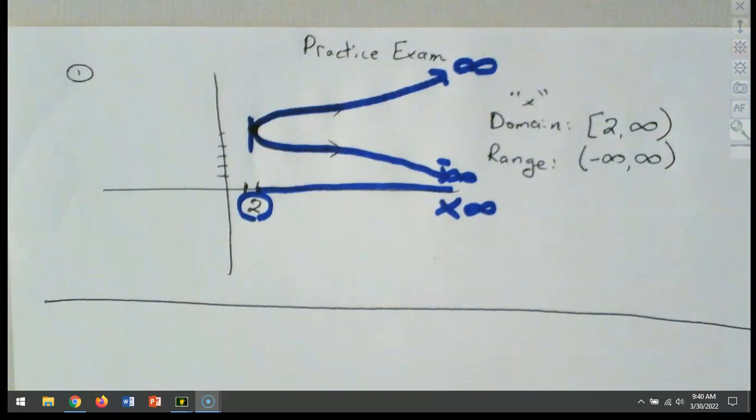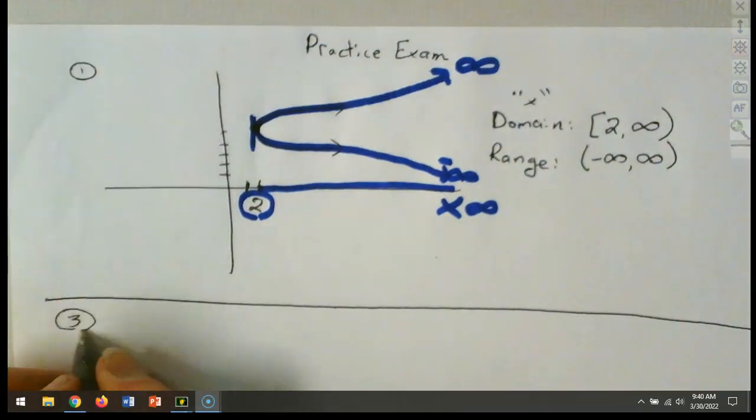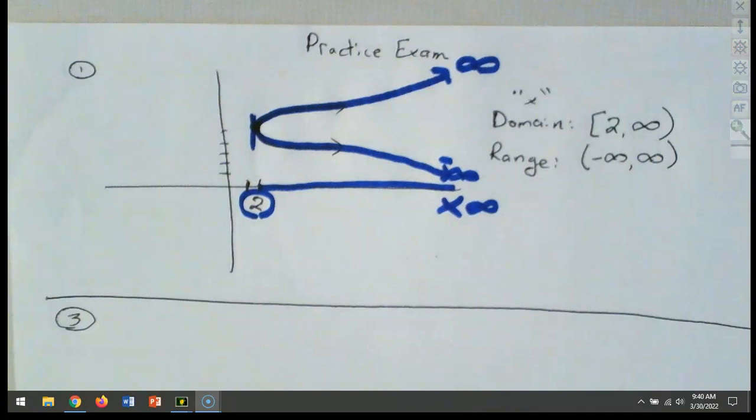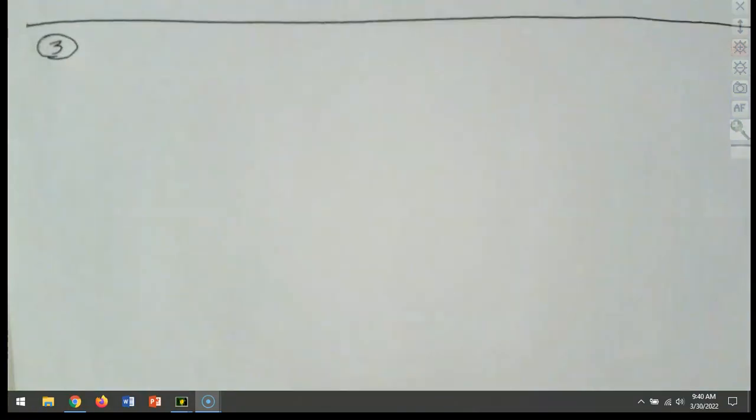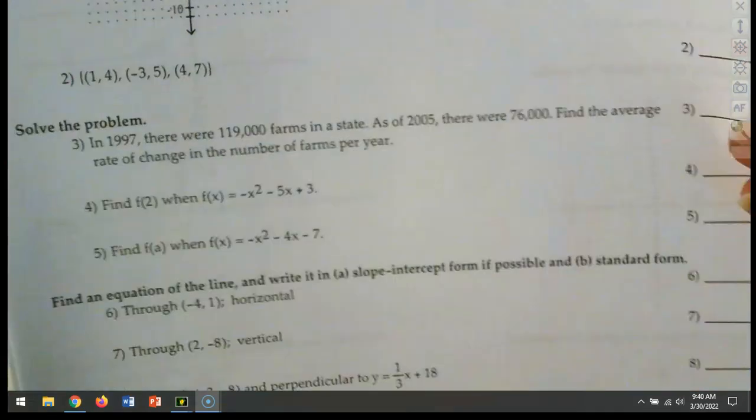Question 3. Question 3, again, is another very simple question. I do not want you to miss it. It looks intimidating because it has words in it, but it is really not. All they want you to do is find the slope.